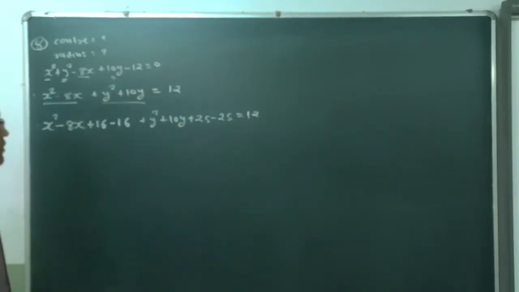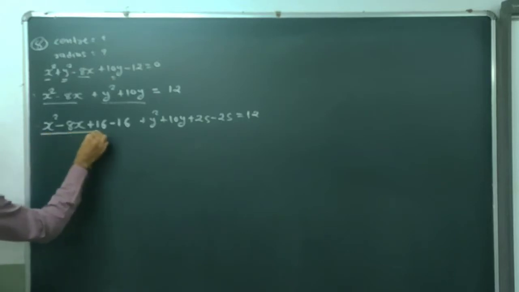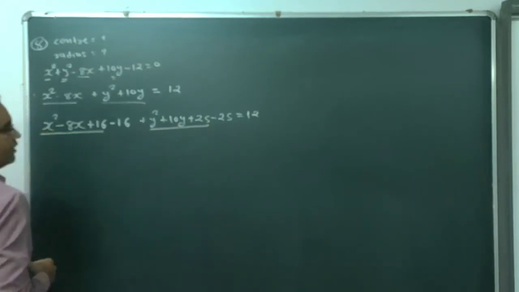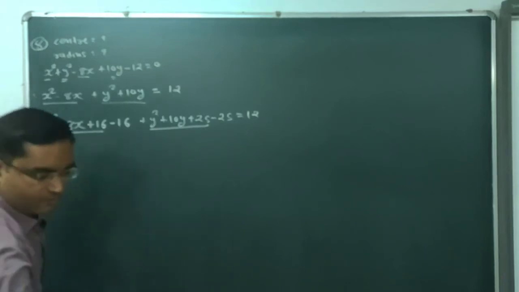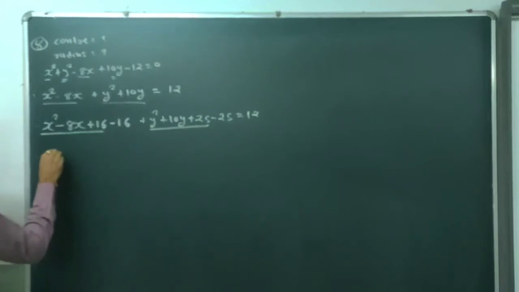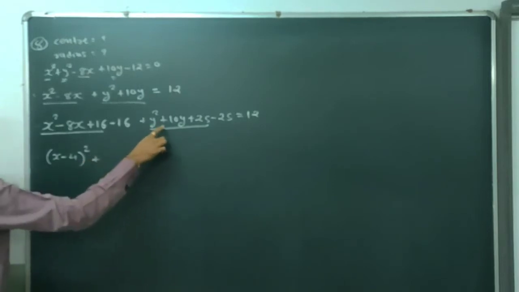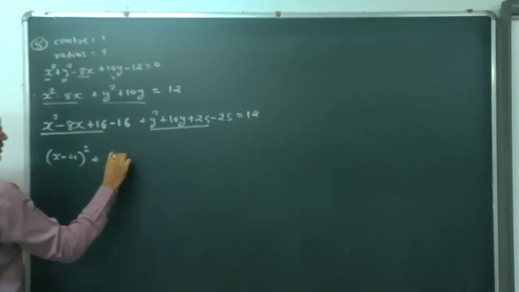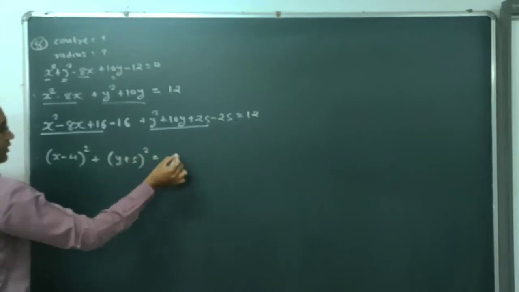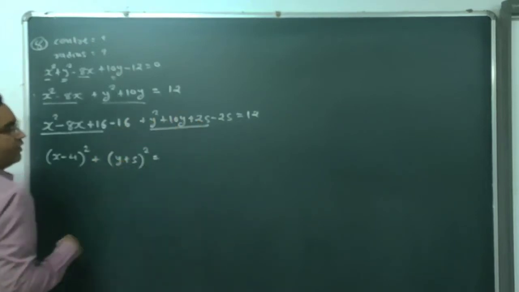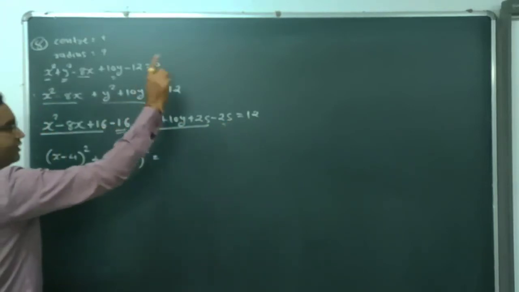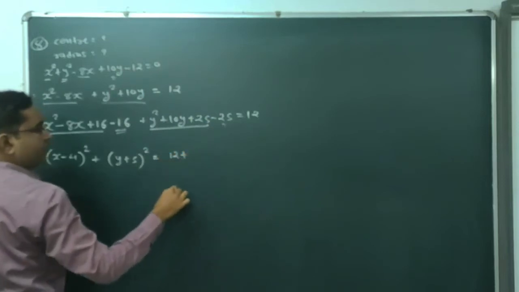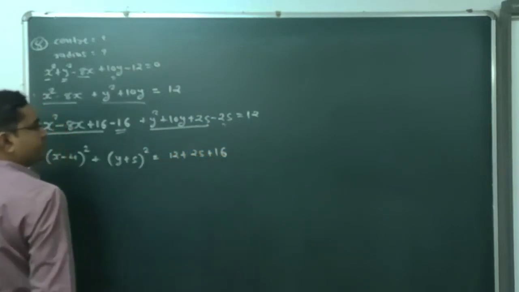Now, up to this term these are perfect square trinomials. So the factorization of x square minus 8x plus 16 is x minus 4 whole square. And y square plus 10y plus 25 is y plus 5 whole square, equal to 12 plus 25 plus 16. The minus 16 and minus 25 go to the right hand side, so they will be added.